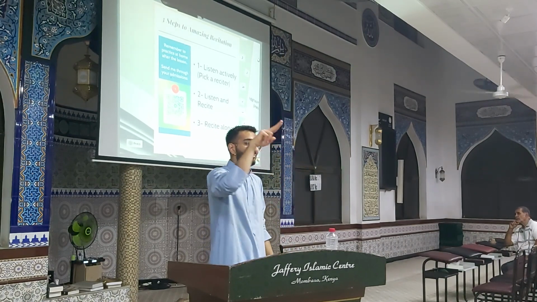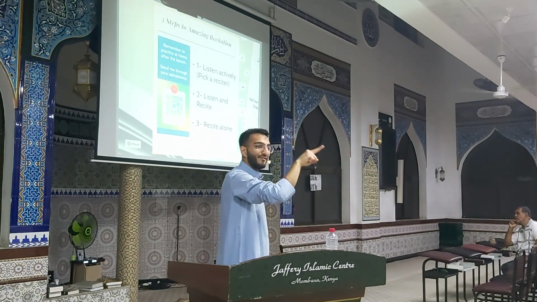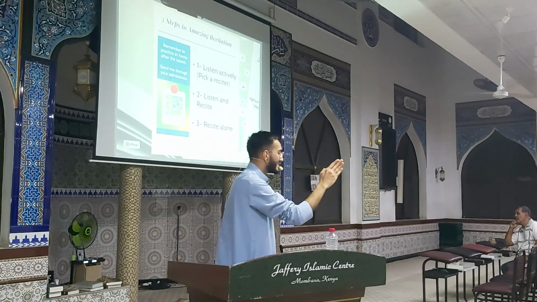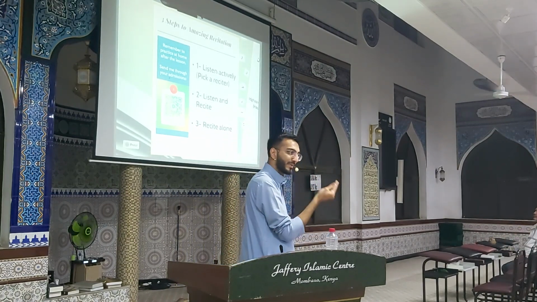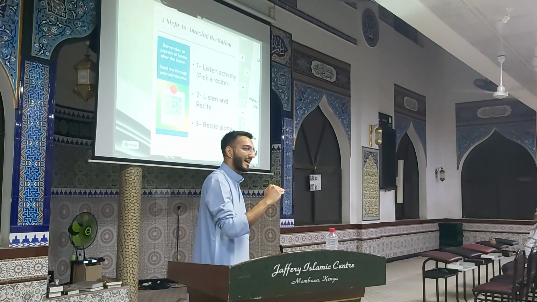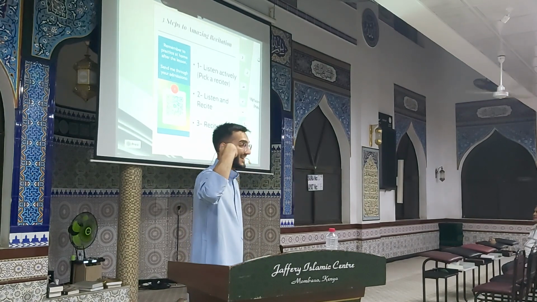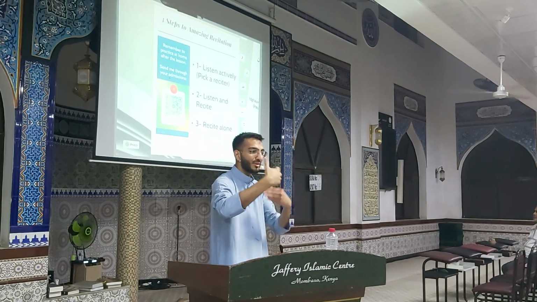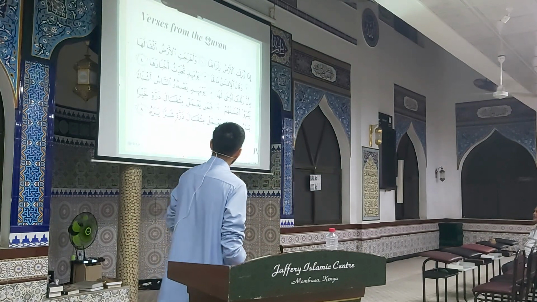Step two. Now you go back, you listen to the half page again, but this time, verse by verse. You listen to one verse, pause, now you recite yourself. And you try and copy exactly how the reciter said it. And you do that until you finish the half a page. And step three is what? You recite alone, you recite yourself. And this way, slowly, we're improving our recitation.